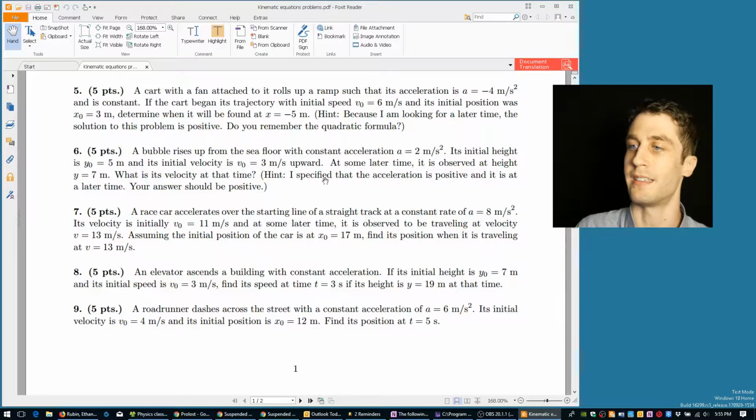And another hint, I specified that the acceleration is positive, and it is at a later time. And so your answer should be positive. Again, you will at some point have a square root. You could take the negative square root if you wanted, but it wouldn't correspond to what's being asked in the problem statement.